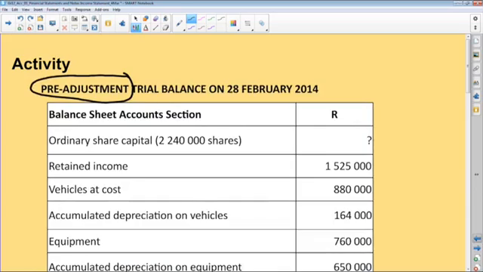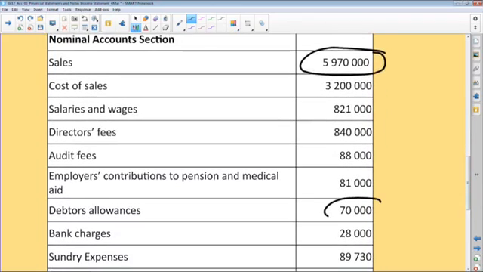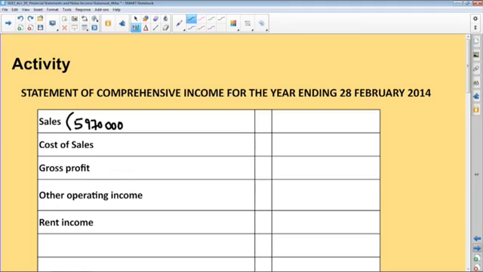Subtract your debtors' allowances. Go back. Identify your debtors' allowances. Do I have debtors allowances? Certainly I have. 70,000. Immediately I say minus 70,000. Clear? Did anybody tell me I must do this adjustment? No. It is something that must happen automatic. Look for debtors allowances, subtract it from your sales, and you know then you are ready to go, you are good to go with the adjustment.